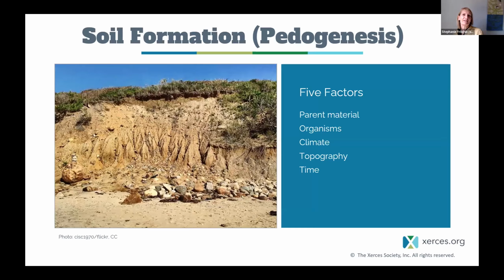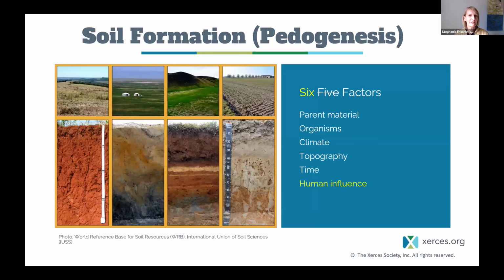Continuing with soil formation or pedogenesis, there have classically been five factors that influence soil formation: the original parent material, the organisms, plants and animals, and microorganisms that act on that parent material, climate, topography, and time. However, increasingly, scientists are thinking of this as six different factors in soil formation, with the sixth being human influence here. And the photos here show how those human altered landscapes are in the top row, and then the characteristics of different soil profiles accordingly.